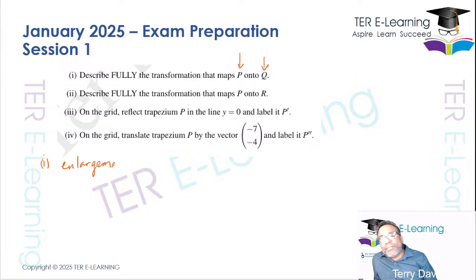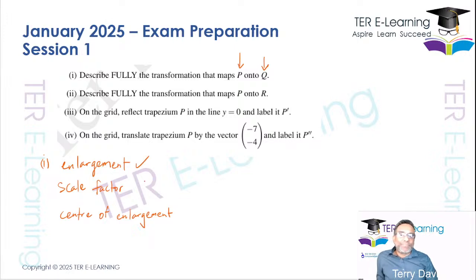But some other pieces of information are required, right? You must say enlargement, and you need to say what the scale factor is. Right? You need to say what the scale factor is, and you also need to say what is the center of enlargement, right? All of these things are required in order to answer this question here, right? Right, so it is an enlargement, we agree, right? Because it got smaller.